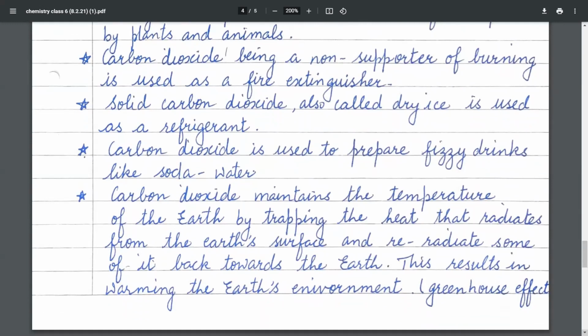Carbon dioxide maintains the temperature of the earth by trapping the heat that radiates from the earth's surface and re-radiating some of it back towards the earth. This results in warming the earth's environment, and we call it the greenhouse effect.